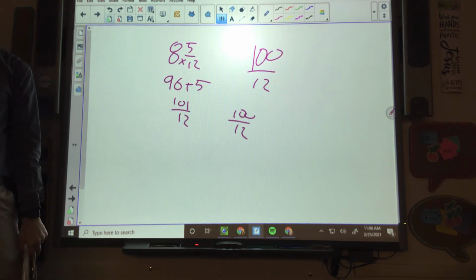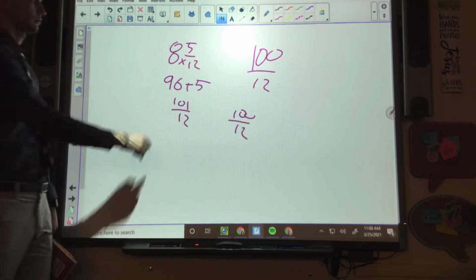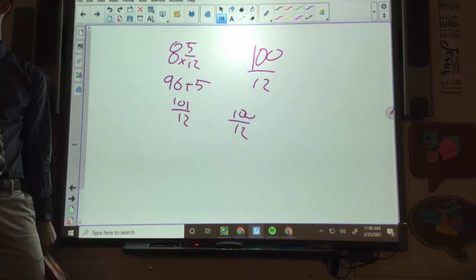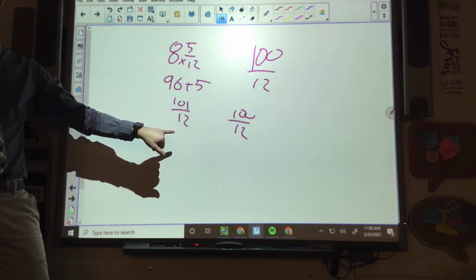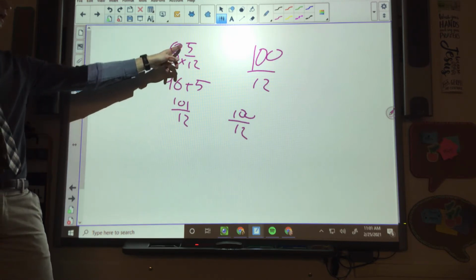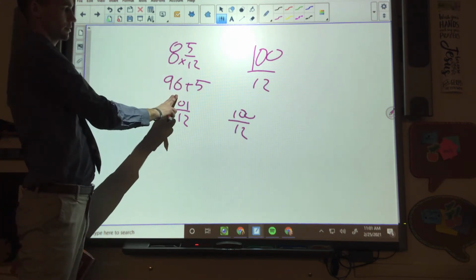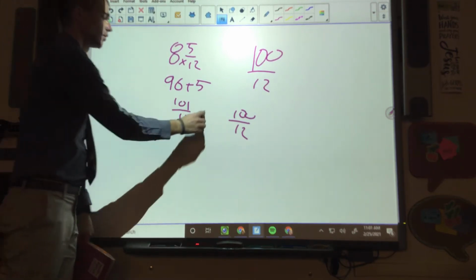How do you turn mixed numbers into fractions? Everyone needs to know how to do this. You multiply the denominator times the whole number and add to the numerator. So 12 times 8, 96. 96 plus 5, 101. Which one's bigger, 101 or 100? 101. That's one option.